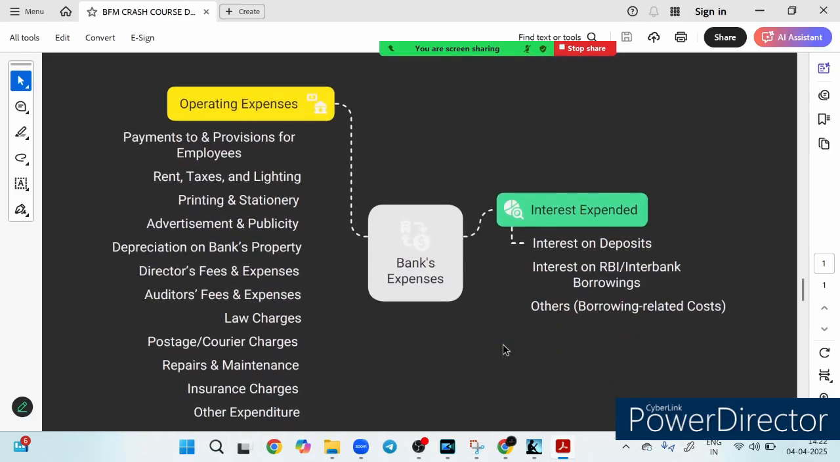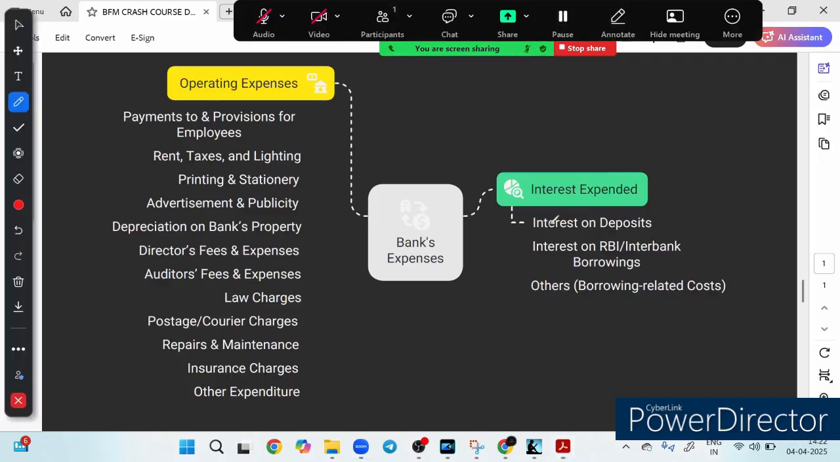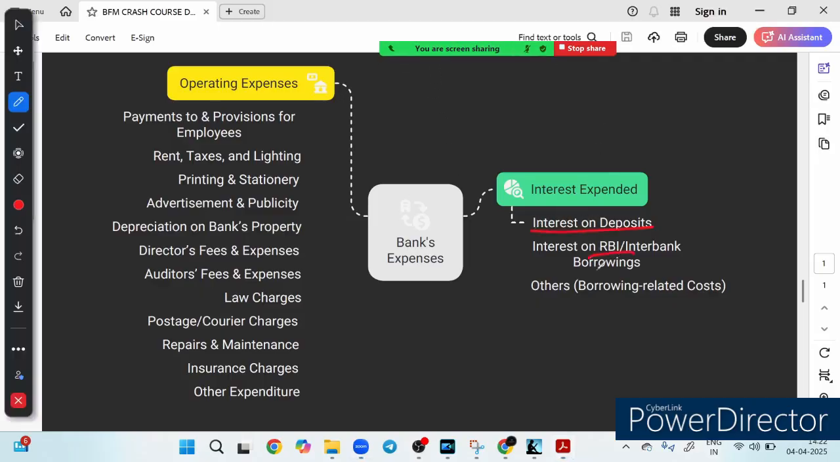Now look at the bank expense. So friends, banks don't just give loans, they also borrow money from depositors, other banks and RBI. So banks pay interest too. There is something called interest on deposits. You know it very well. Interest on RBI, interbank borrowing and other. These are the different kinds of interest expenses of the bank.